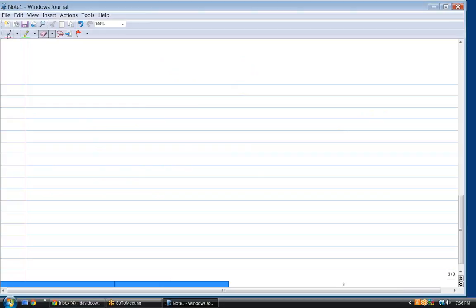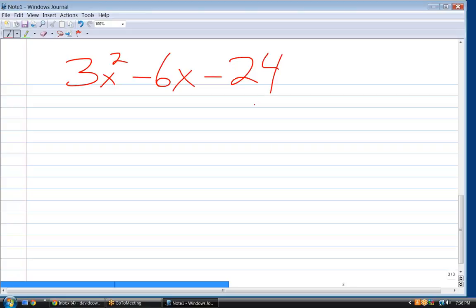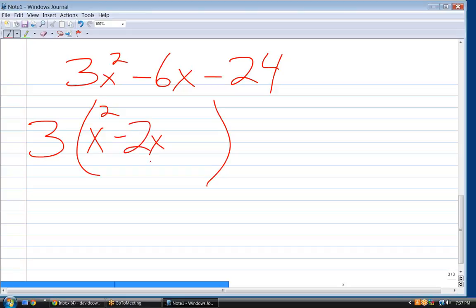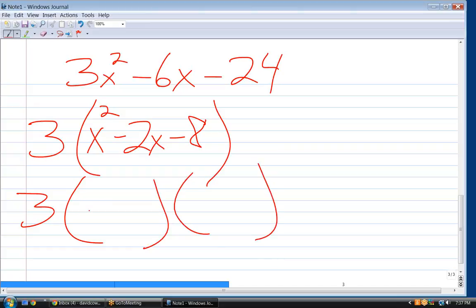Okay, this one is 3x squared minus 6x minus 24. Minus 6x? Yes. First step? Okay, so you factor out the greatest common factor. Which is? 3. Leaving? It's going to leave x squared, minus 2x, and then a minus 8. Okay. Very similar to the last problem.